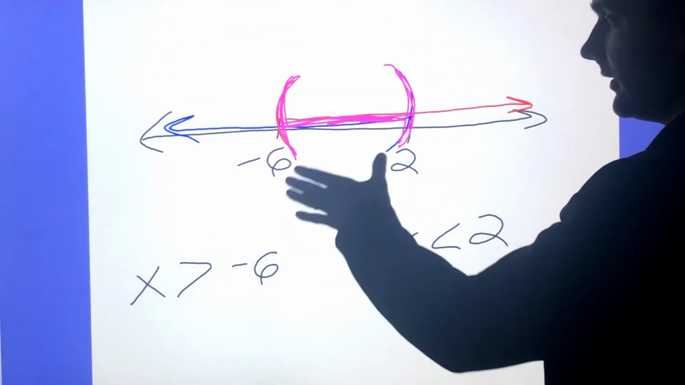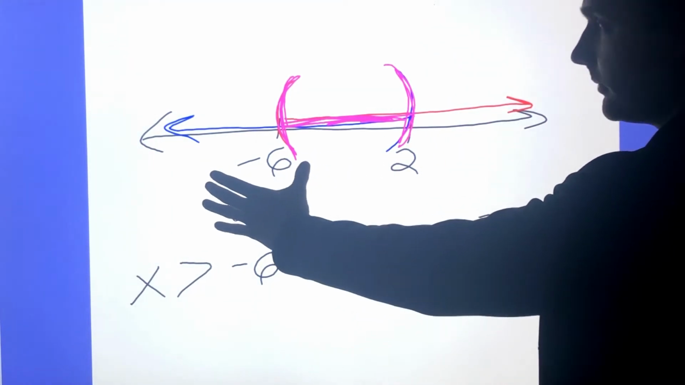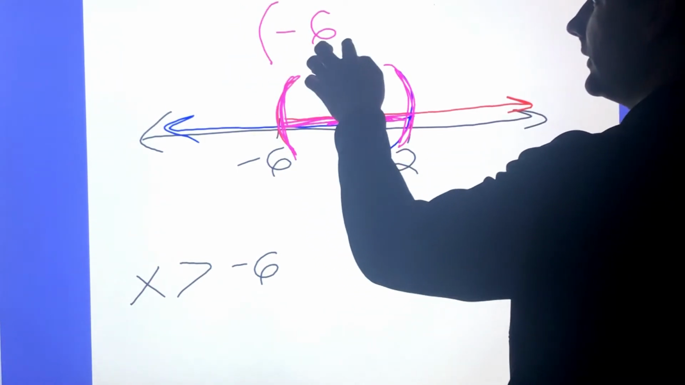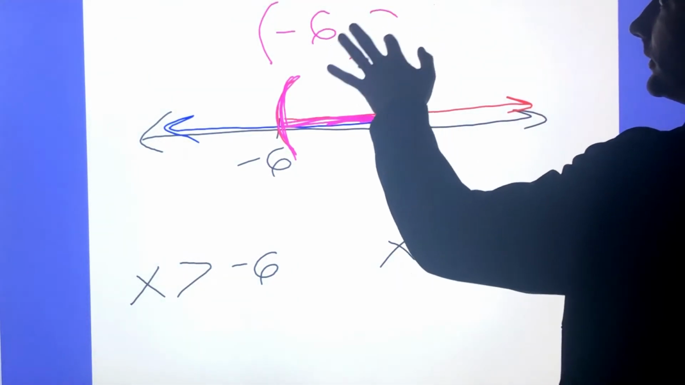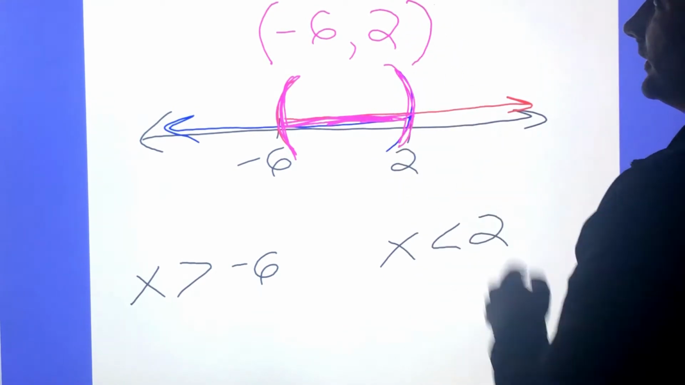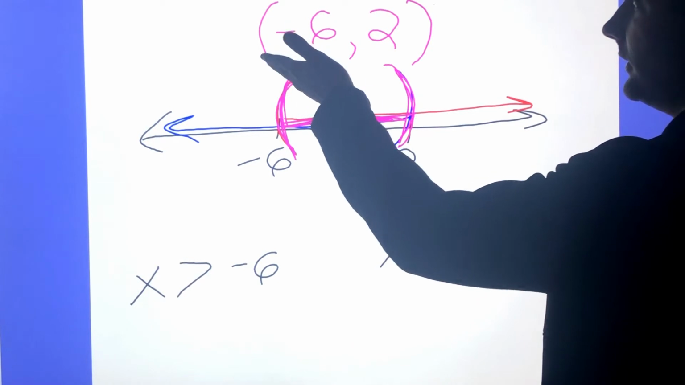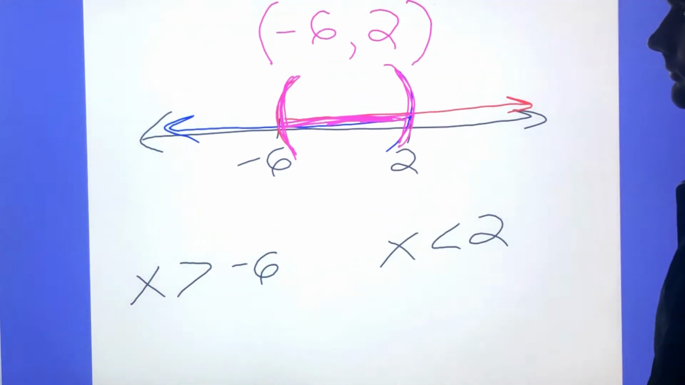Now how would you write this in interval notation? Just give me the smallest number. Do I have parentheses or brackets here? Parentheses. Give me the largest number. And I have parentheses. So the value for this inequality is open parentheses negative 6, 2.